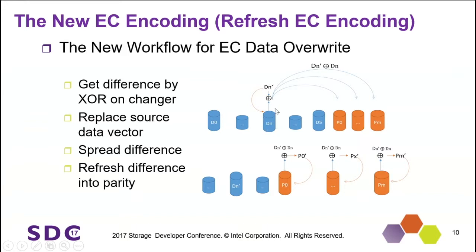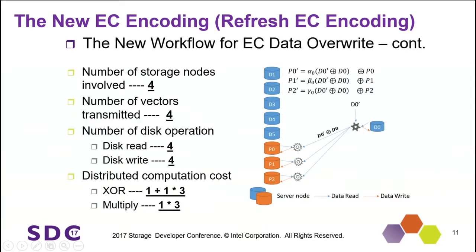Here, we will replace dn with coded dn. And step 3 is to splice the difference to all the parity nodes. Step 4 is for the parity nodes to refresh the difference into their parities. With the new workflow of EC overwrite, let's check its cost.